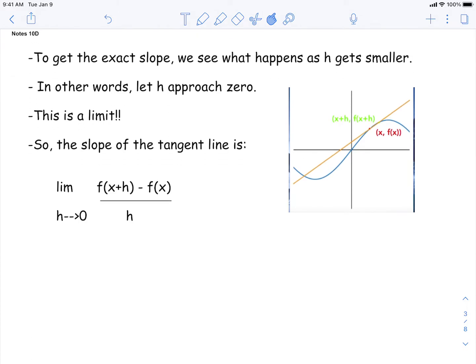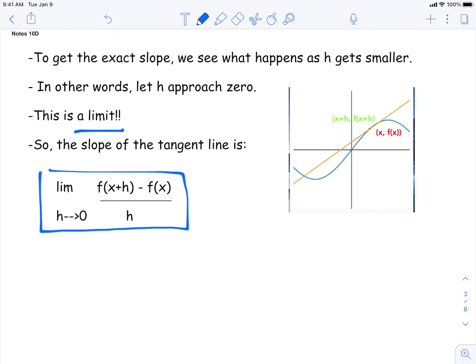So to get the exact slope, we see what happens as h gets smaller. In other words, let h approach 0. This is a limit. So the slope of a tangent line is using our equation from the previous slide and then taking the limit as h approaches 0.